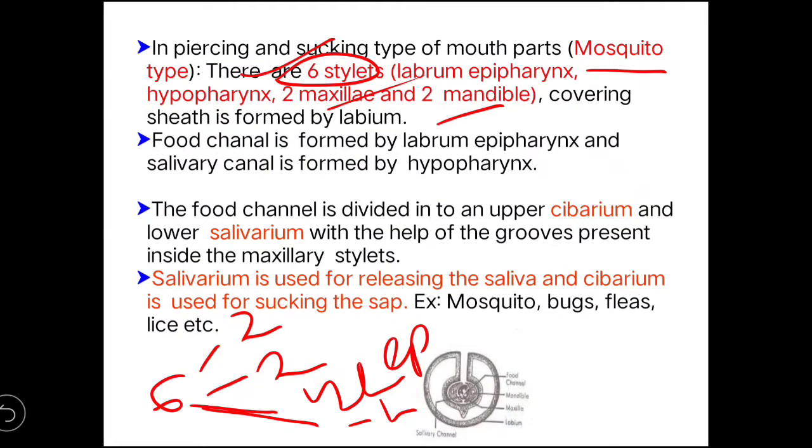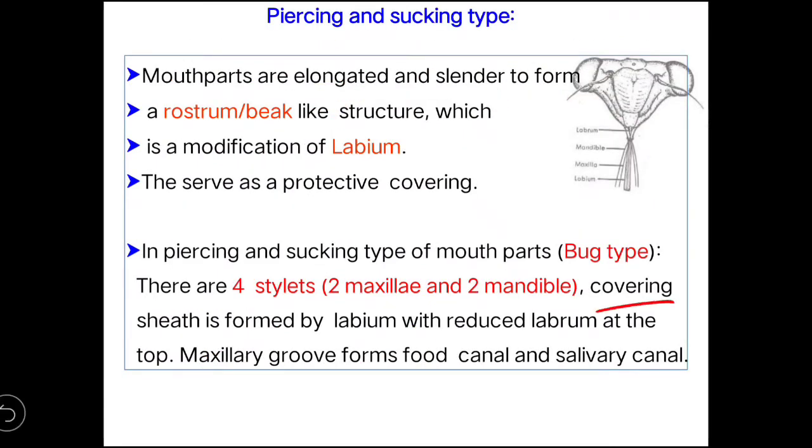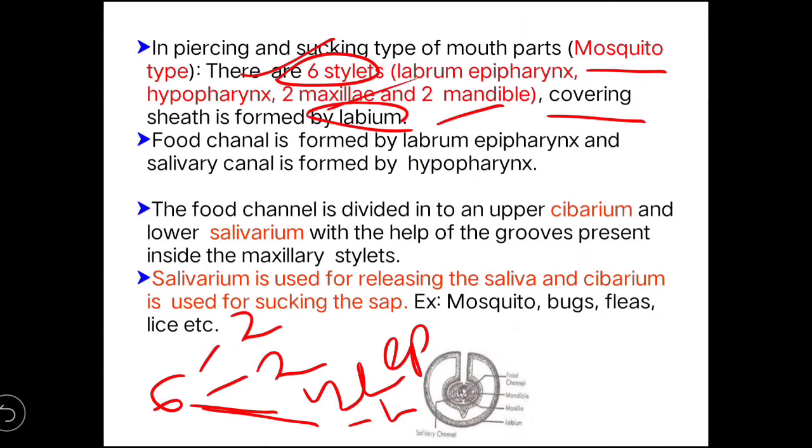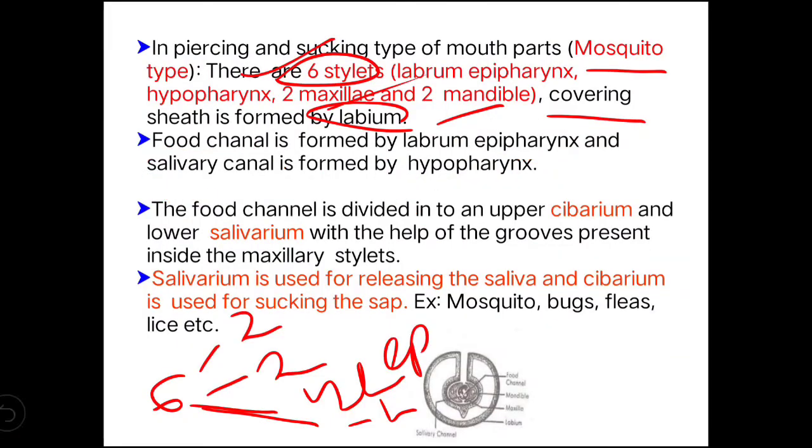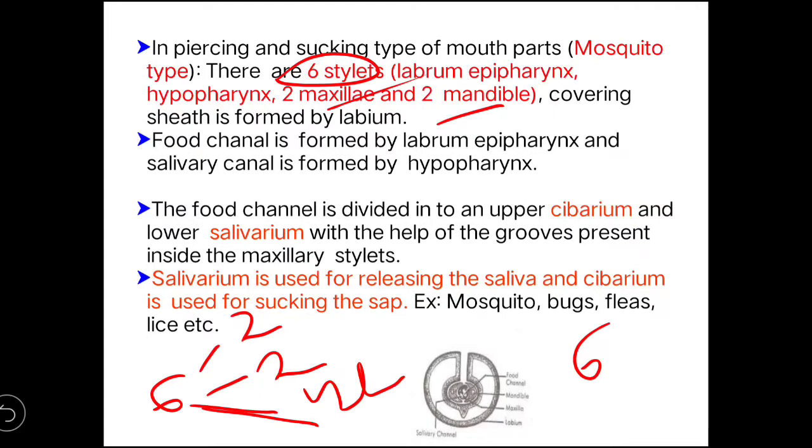So the mosquito has 6 stylets, and the covering sheath is formed by the labium. In bugs also, the covering sheath was formed by the labium. Same thing here. Then the food canal is formed by the epipharynx and the salivary canal is formed by the hypopharynx. Next, you have to remember like this: in mosquito, 6 stylets are there. What are the parts modified to form these 6 stylets? You have to remember which part forms the food channel. The food channel is formed by the epipharynx, and the salivary canal is formed by the hypopharynx.